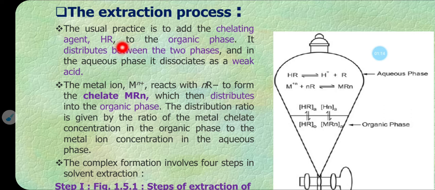The usual practice is to add a chelating reagent that can be represented by HR, because this organic reagent ionizes to R minus and H plus. So we generally represent it in symbolic form, HR, the chelating reagent. It goes into the organic phase. Then it is distributed between the two phases, the aqueous phase and the organic phase. It is a weak acid, so it will dissociate in the aqueous phase.